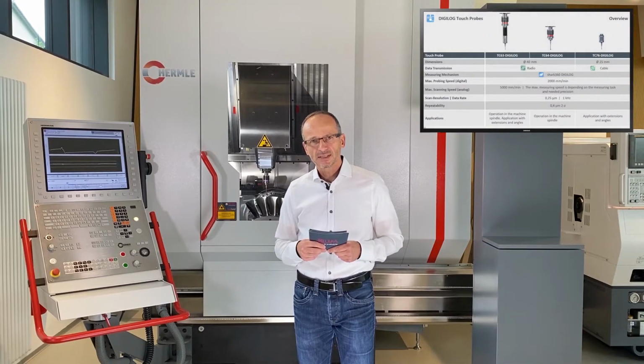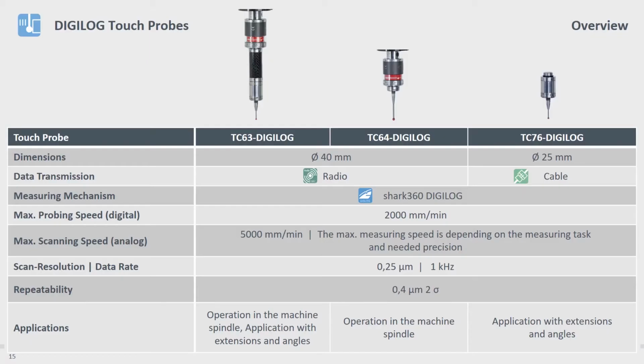Before looking at a few more examples, let's take a look at the portfolio of our DIGILOG probes. Depending on the respective application, various probes are available. Basically, all DIGILOG probes are equipped with the proven shark measuring mechanism. Data is transmitted either by radio or cable. The devices with radio transmission are 100% compatible with our standard radio receiver RC66.